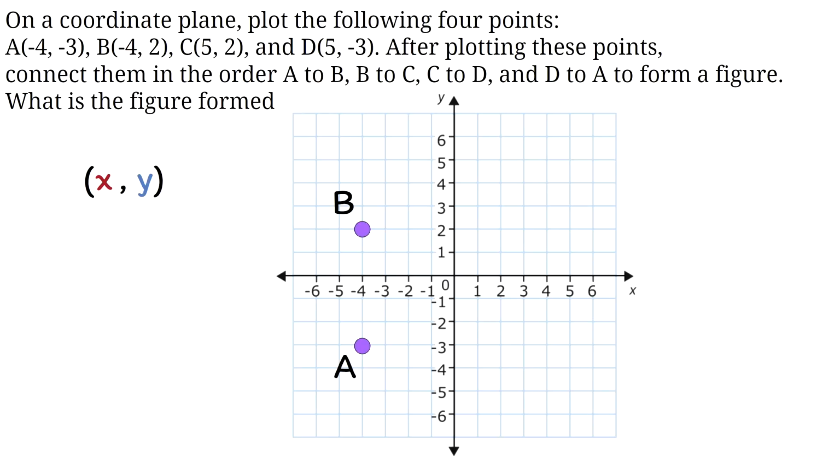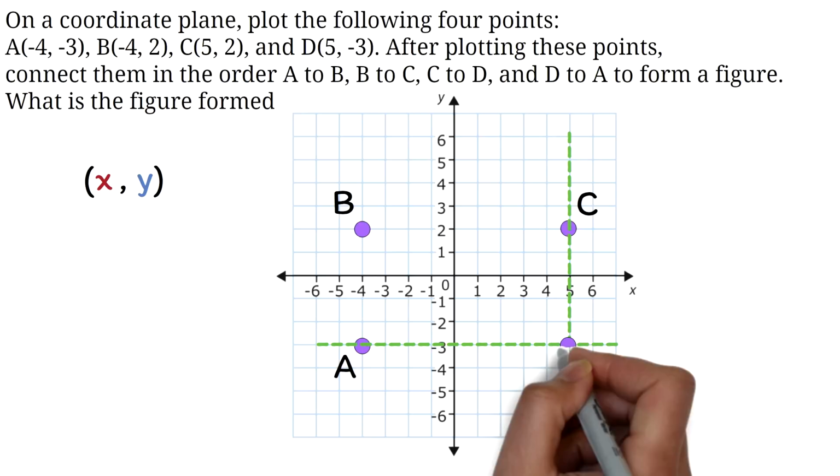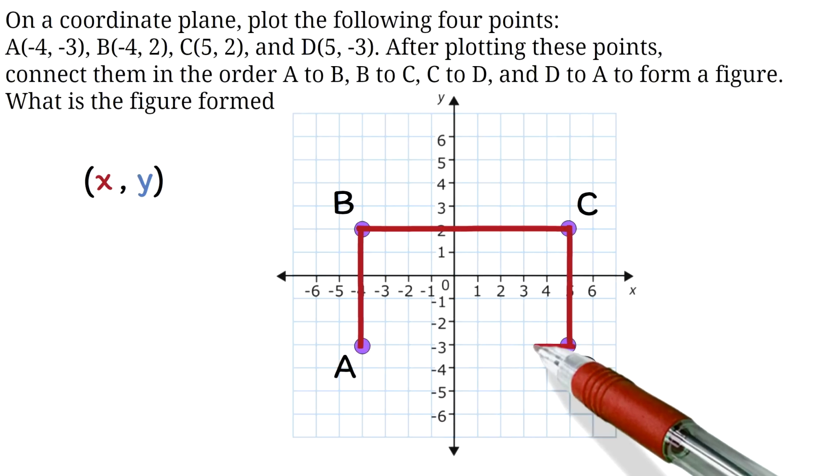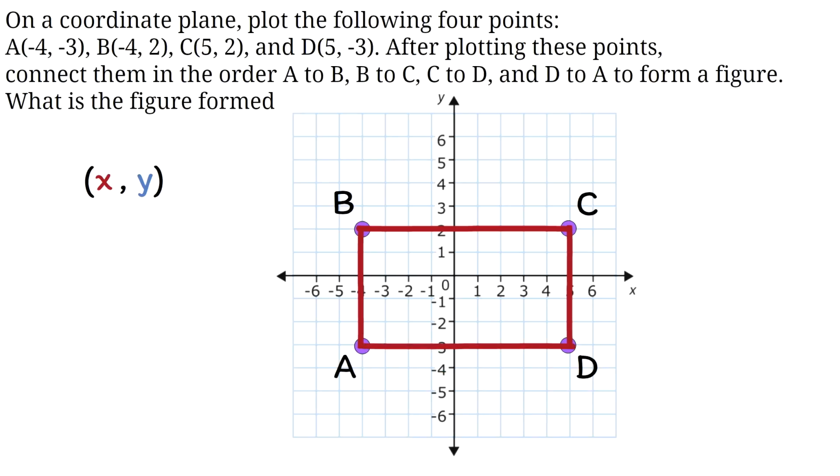For C, 5, 2, the x value is 5 and the y value is 2. So this is our point. And for D, 5, -3, the x value is 5 and the y value is -3. So this is our point. We are told to connect the points in the order A to B, B to C, C to D, and D to A. After connecting the points, we will notice that opposite sides are parallel and equal, and the angles are at 90 degrees. So this is a rectangle.